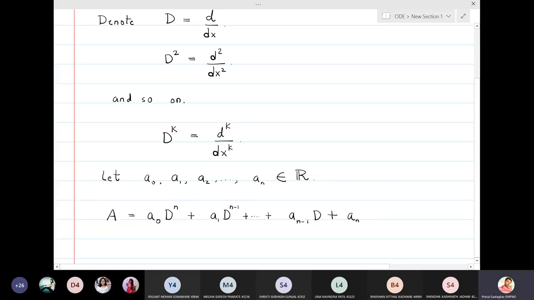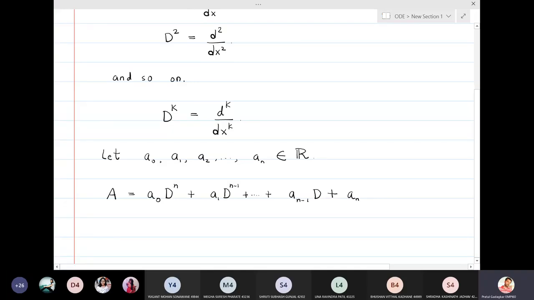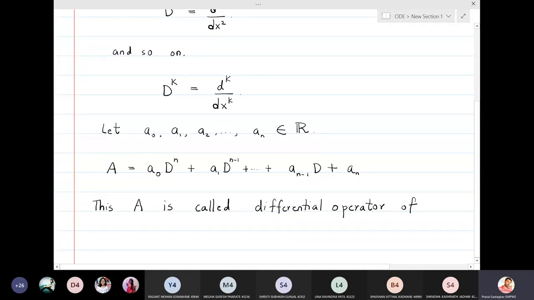Okay, we will understand this by an example. What is the meaning of this? This A is called the differential operator. This capital A is called a differential operator of order n.